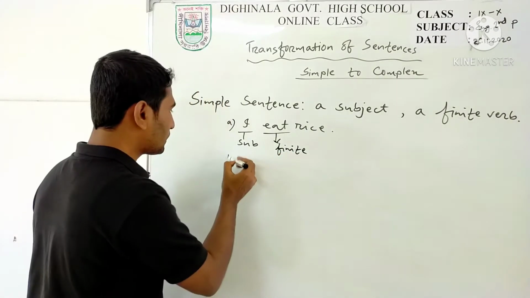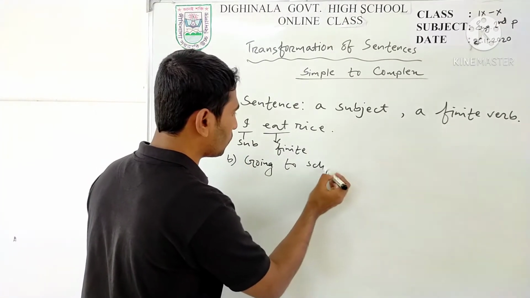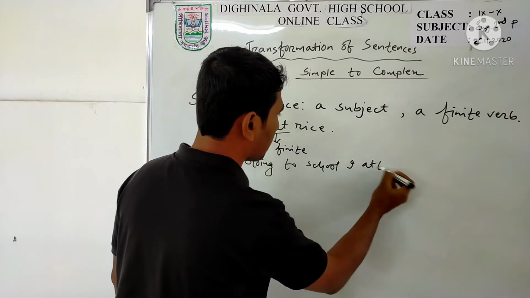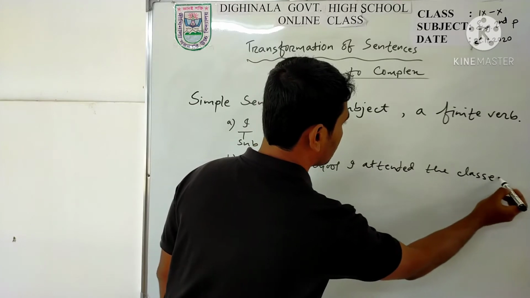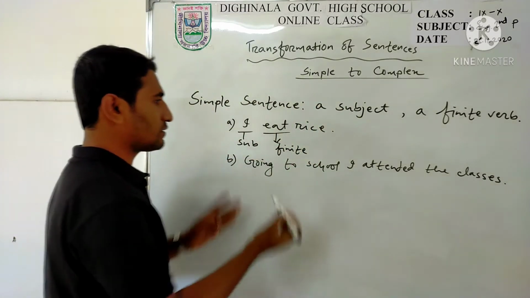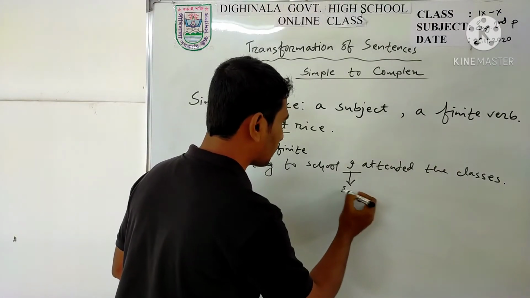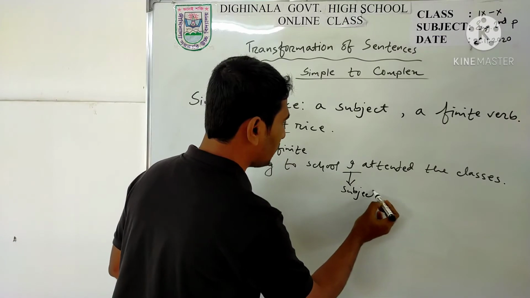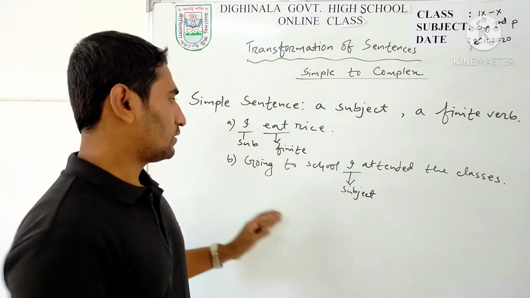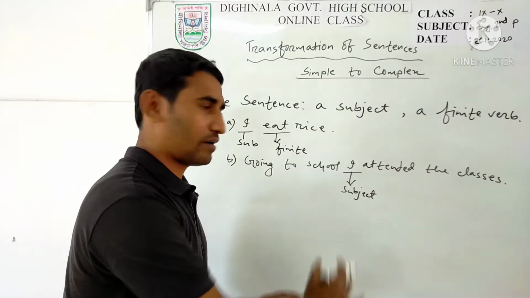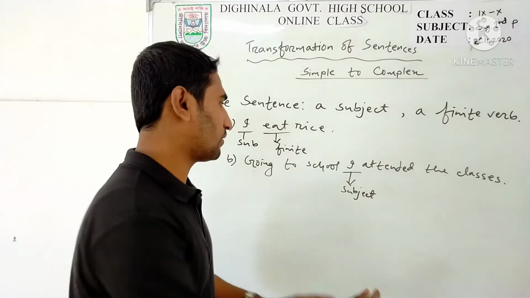You can see another example: going to school, I attended the classes. Just see here, this is a simple sentence. Why? You can find there is one subject, that is I, and there are two verb forms here. One is going, another one is attended. Though there are two verb forms, in these two there is one finite verb, that is attended.